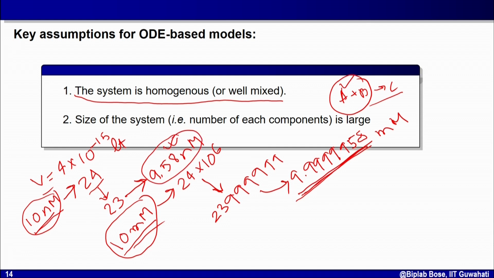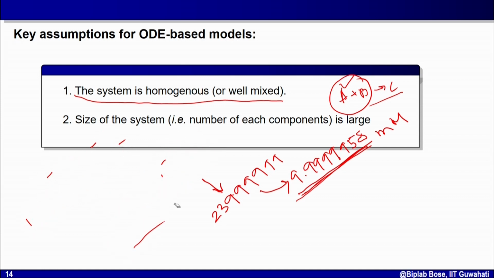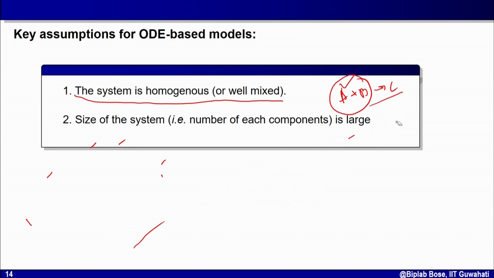So the two key issues here, that we have to remember, are that the system has to be homogeneous or well mixed so that all molecules or all elements can interact with each other freely, and the size of the system, number of molecules, number of people, number of bacteria, that is, all the elements involved in the process should be large in number.